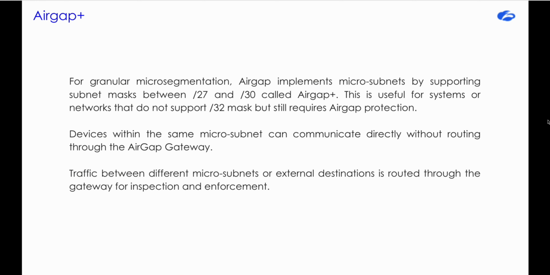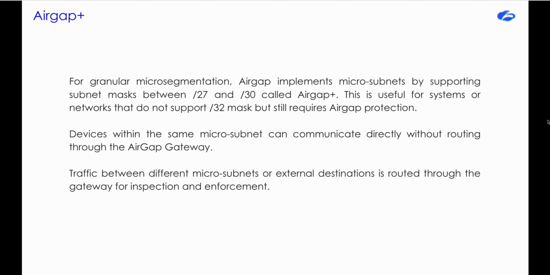As you already know, Zscaler device segmentation minimizes the attack surface and east-west lateral movement by ring-fencing each device in a network of one by assigning a subnet mask of /32. Not all systems or networks support a /32 subnet mask. Some of these systems cannot be fenced in a network of one, but may still require AirGap protection. AirGap Plus is a solution for such use cases as it implements Micro-Subnet, supporting subnet masks between /27 and /30.